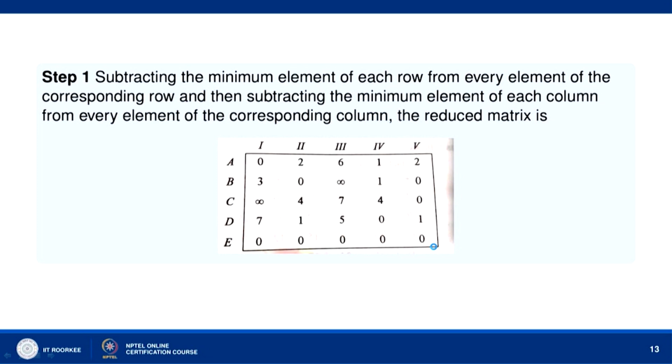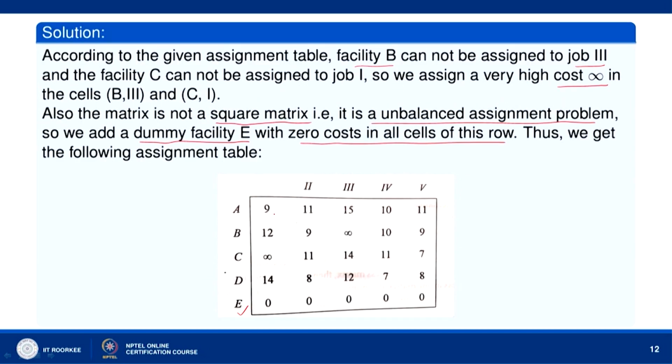We will subtract the minimum element of each row from every element of the corresponding row, and then subtract the minimum element of each column from every element of the corresponding column. So, if we do this, then what will happen here? Minimum element of the first row is 9. So, 9 we subtract from every element of the first row, we get 0, 2, then we get 6, we get 1, and 11 minus 9 is 2, and then here we subtract the smallest element 9 from every other element.